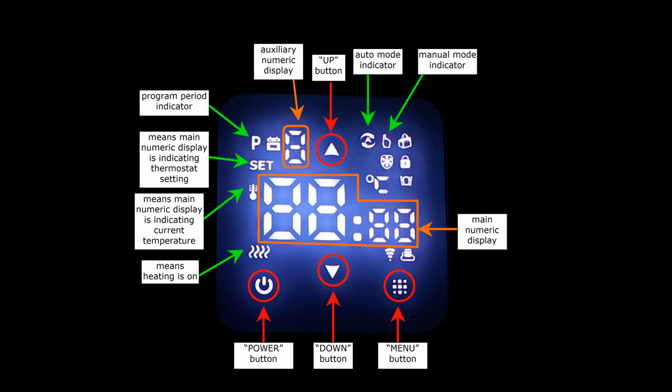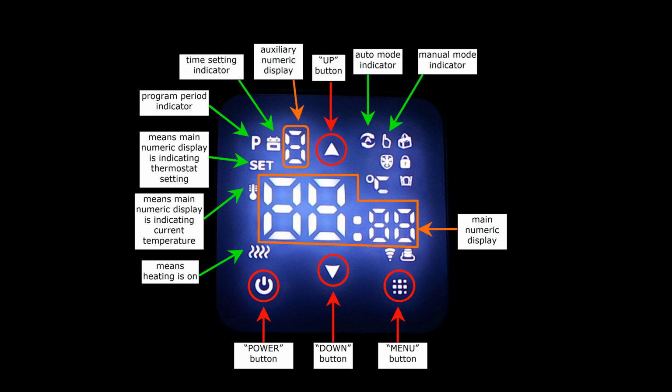Now that P indicator, when that's illuminated in conjunction with the auxiliary numeric display, indicates what period of the day we're currently in. So for example, if we're in period 2, the P will be illuminated and the auxiliary numeric display will indicate the number 2.